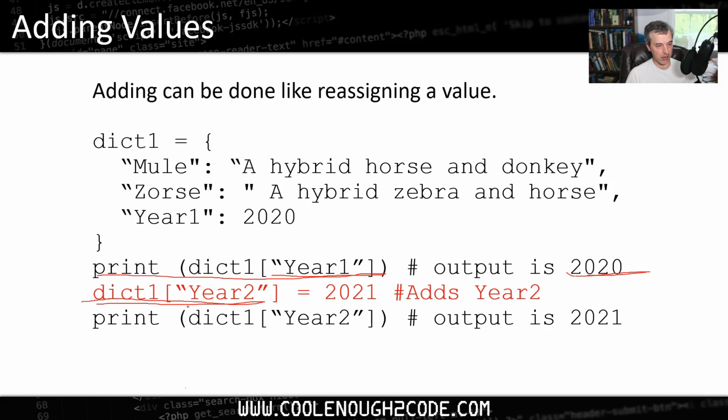And I'm saying new key equals 2021, and this adds year 2 to the dictionary as well as assigns it a value. And then if I go print year 2, it's going to output 2021 as expected right there. So similar to how we reassign values, you can also use that to add values to a dictionary as well.